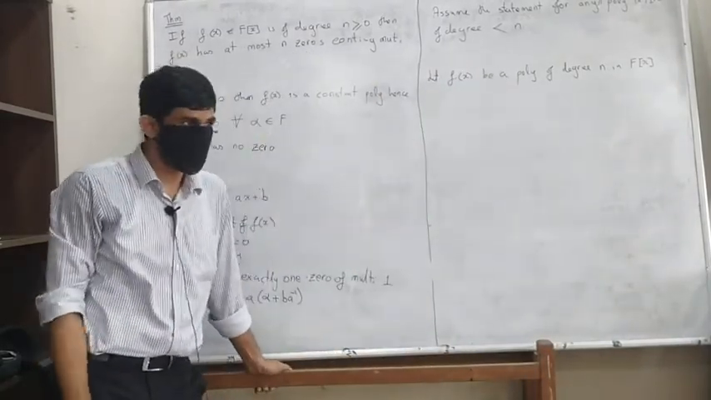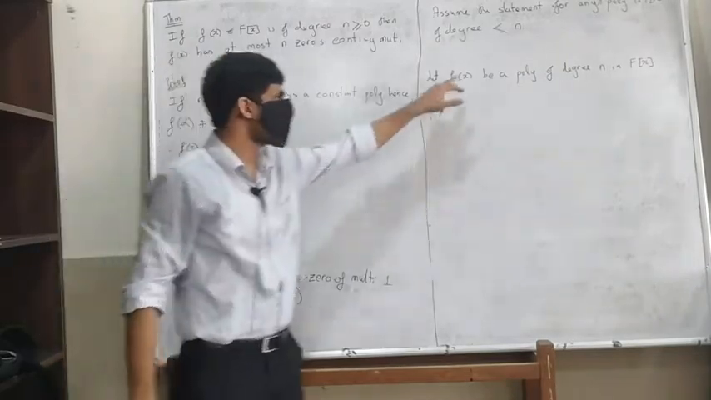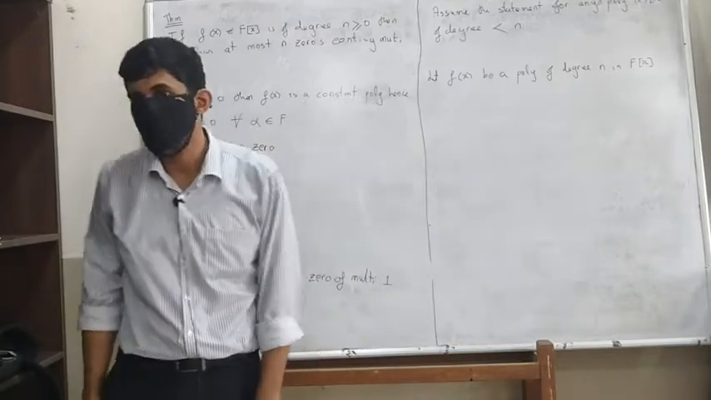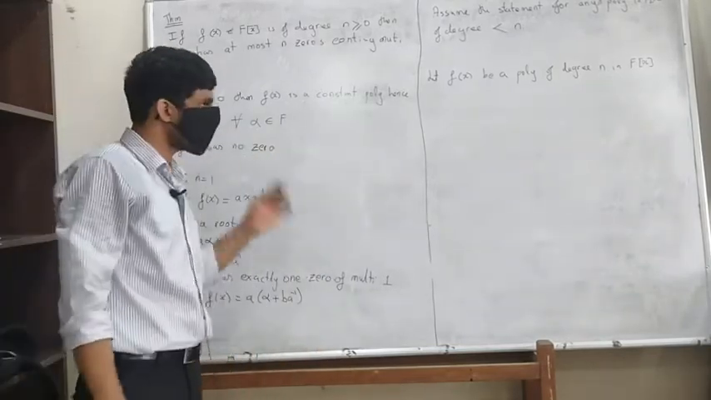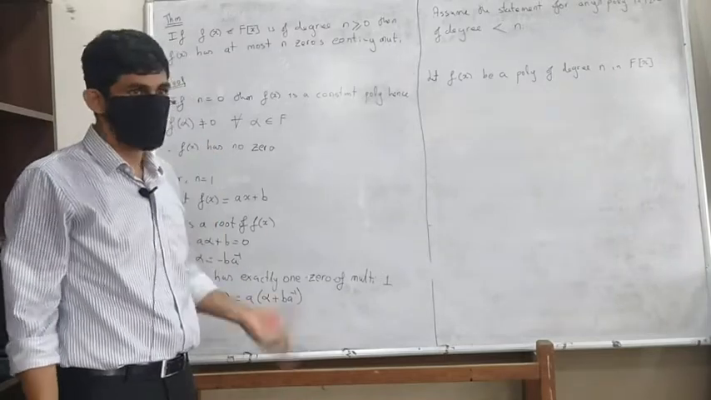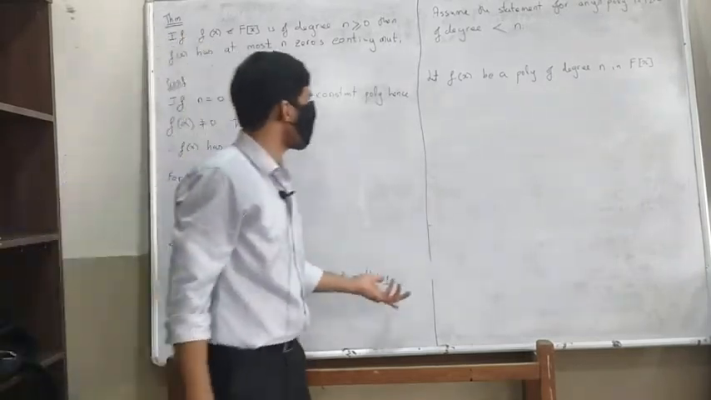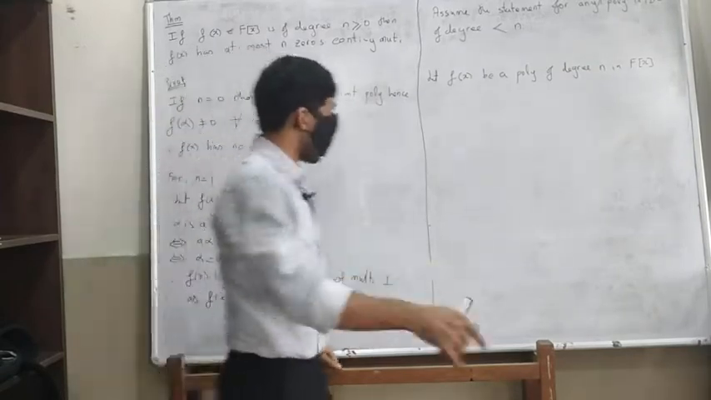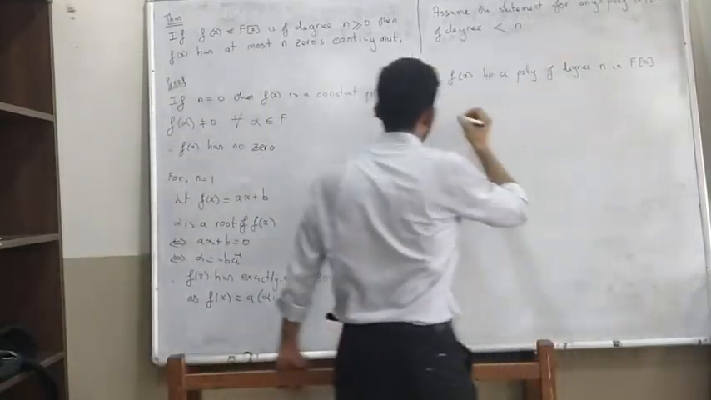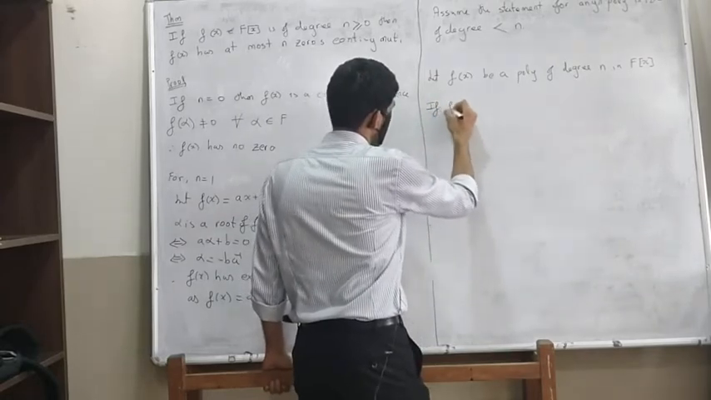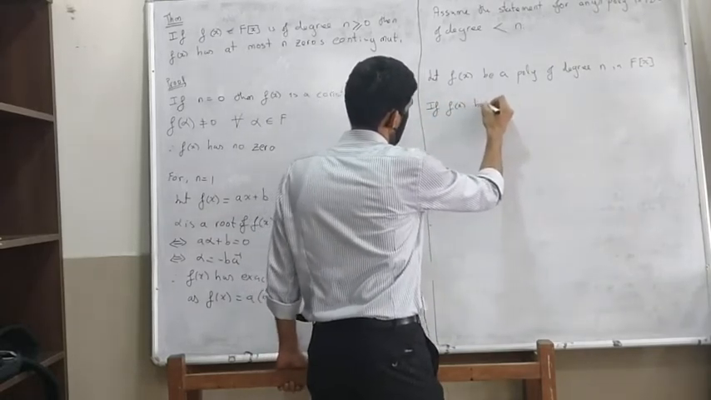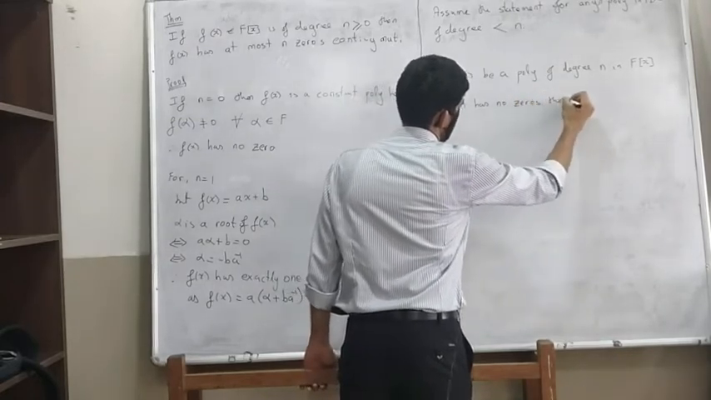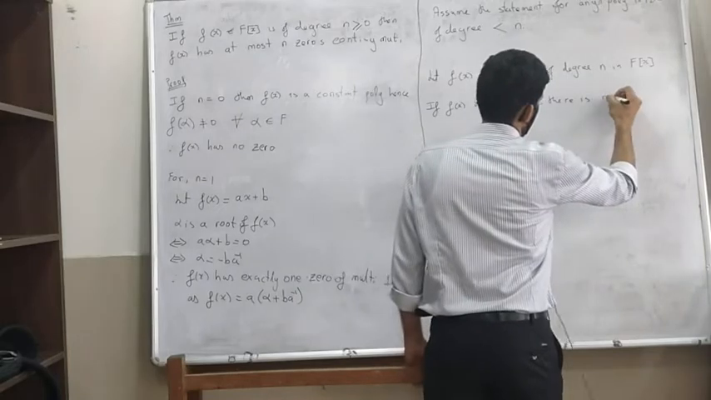So there are obviously two cases. One is that f of x has no zeros. If f of x has no zeros, is there anything to prove? No, because then it has zero zeros, so it obviously satisfies the statement. There is nothing to prove.